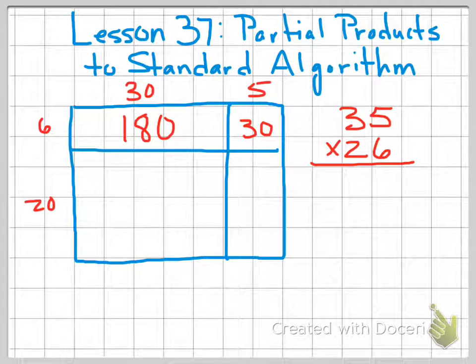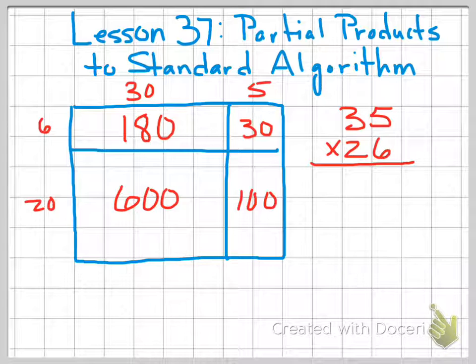I'm going to move down to the 20. 20 times 30, or 2 tens times 3 tens, is 600. Then 20 times 5, 100. Alright, now let's look at the partial products in the multiplication problem set up vertically.